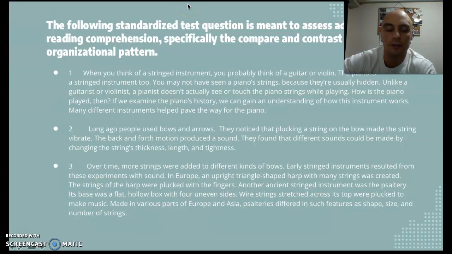I chose a reading comprehension question for advanced sixth graders. There's a passage about the history of string instruments and how it led to the development of the piano, which is a string instrument. But it's just different. You don't pluck strings. It evolved into a system of tapping strings.